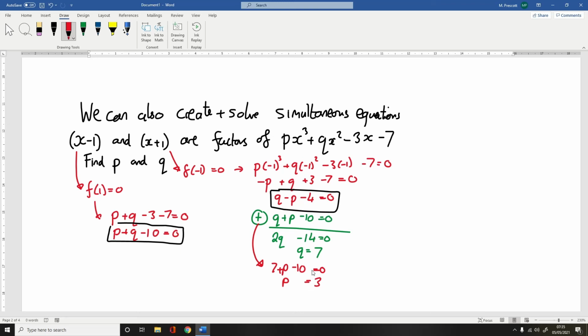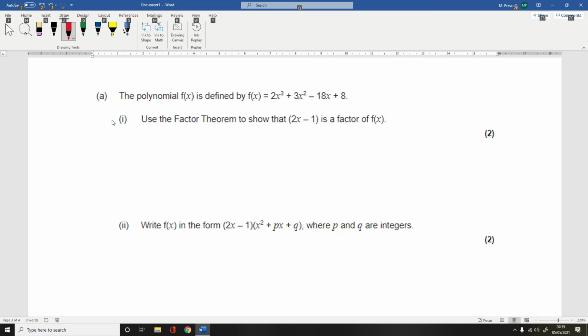Be a good idea to check these things work. So 7 minus 3 minus 4 is 0, yep, and 7 plus 3 minus 10 equals 0, yeah. So there's our value of p and q. Finally, going to finish off with a couple of exam questions showing sort of things they could ask in these sort of scenarios.